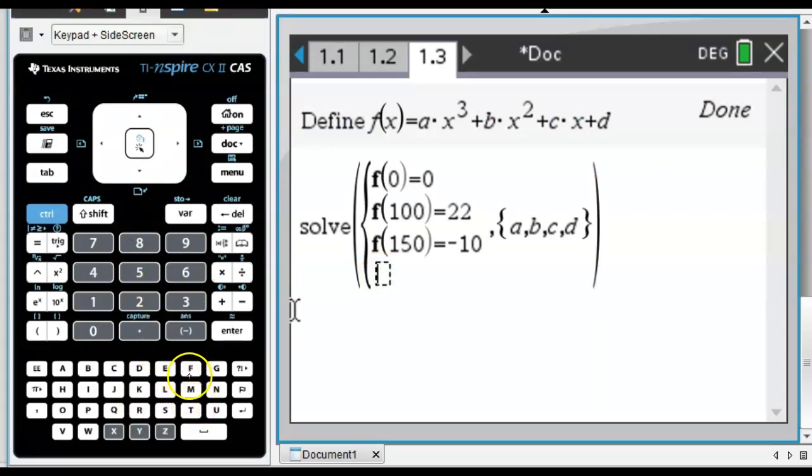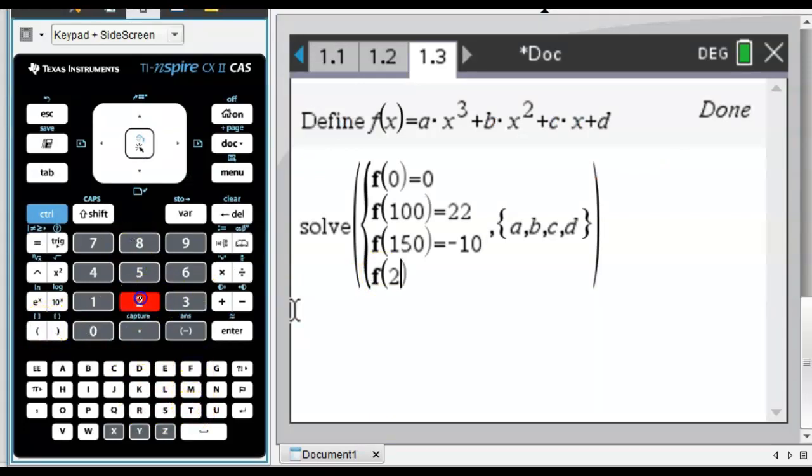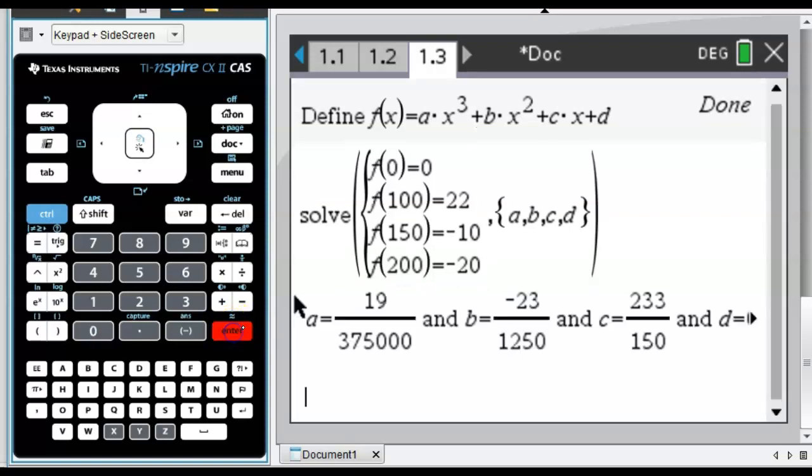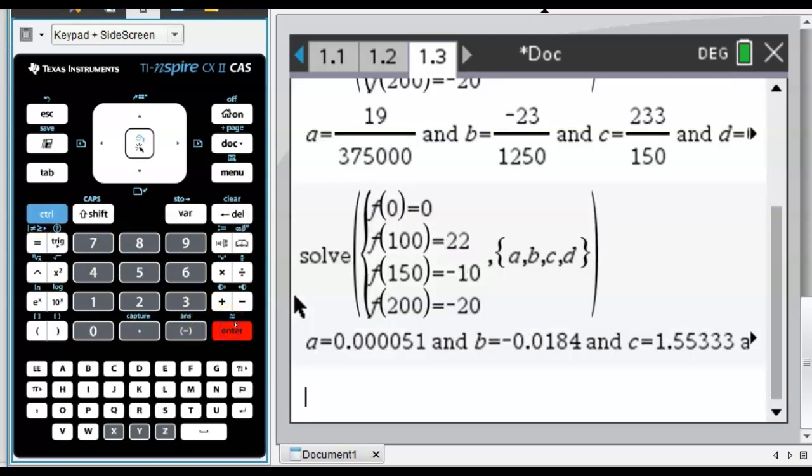Right, so we got f of 200 equals minus 20, right? So we've just basically entered all the 4 equations in a simultaneous equation scenario. I'm going to press enter, gives me the value for A, B, C, and D, right? I'm going to try pressing Control Enter to see what I get, right?